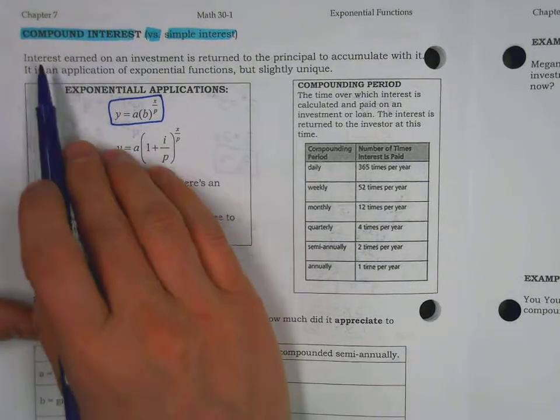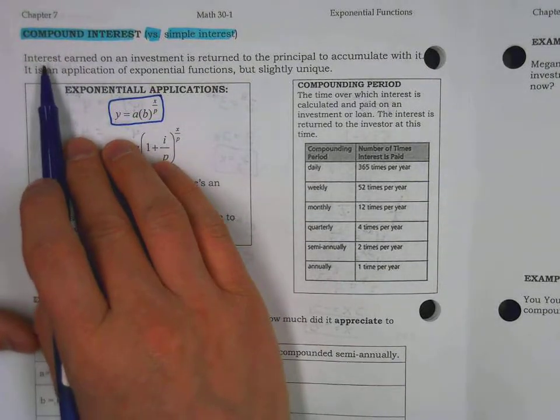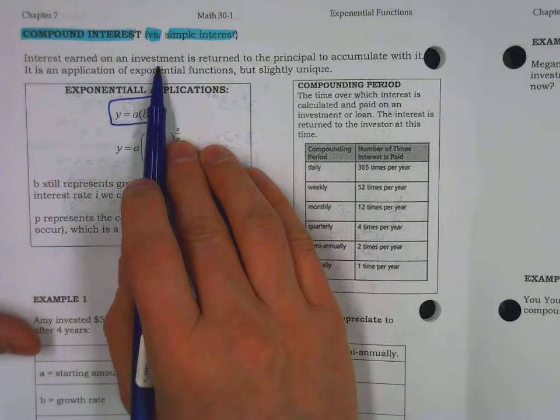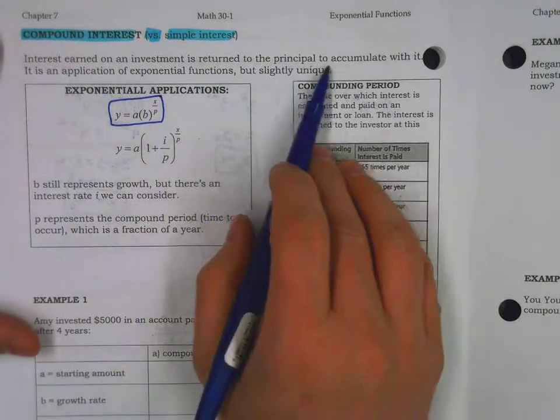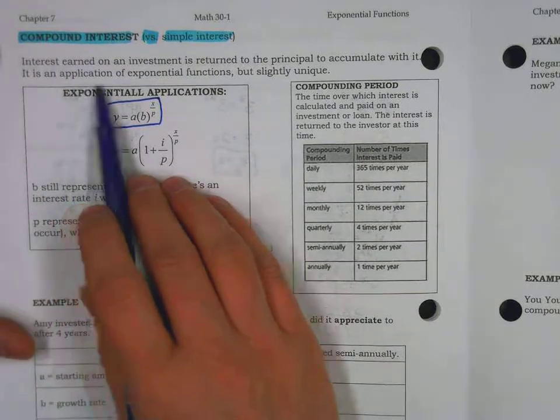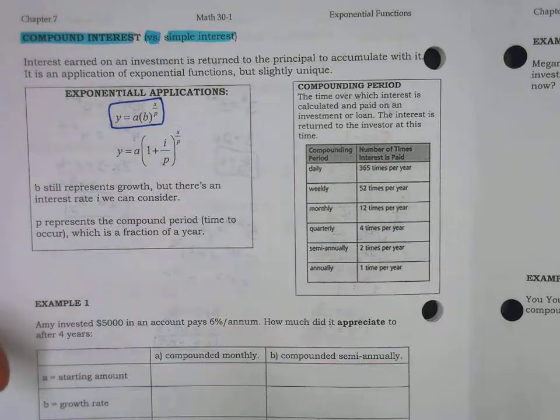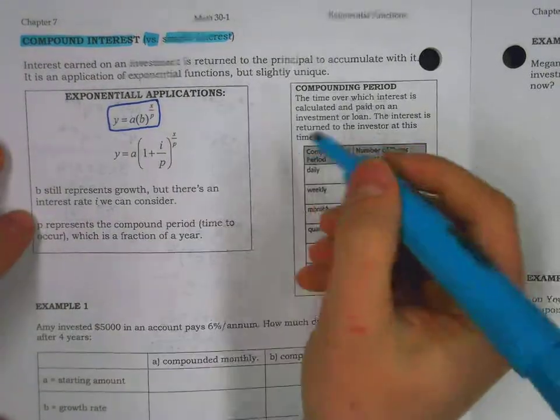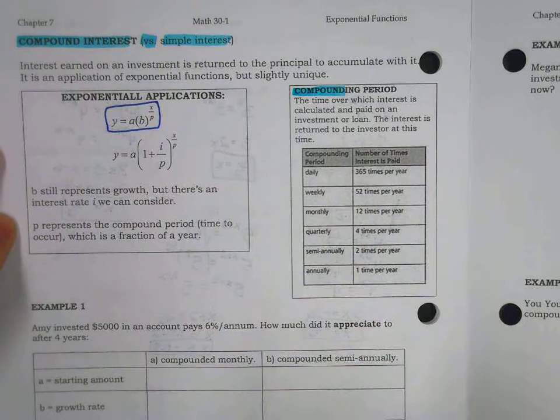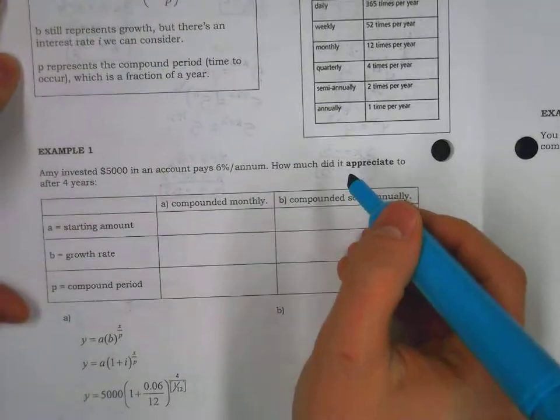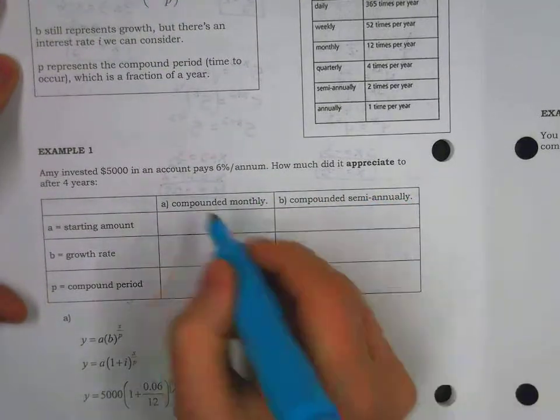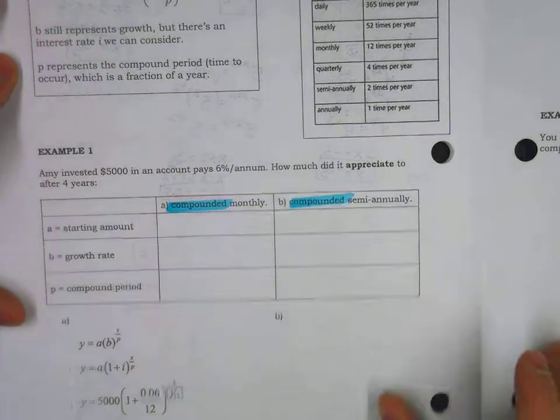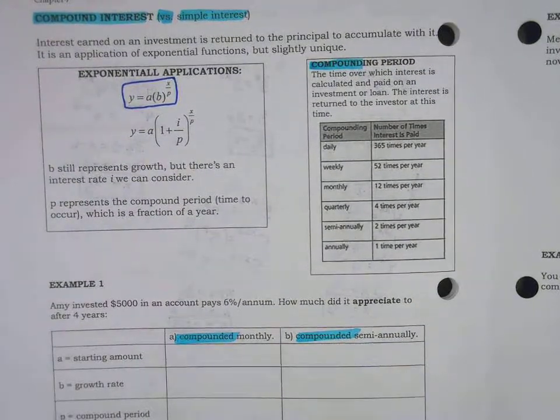So under compound interest, this is where interest is earned on an investment and returned to the principal to accumulate with it. It is an application of exponential functions, but is slightly unique. You only approach compound interest questions this way when you see the word compounded. When you see the word compounded. So how do we approach this?